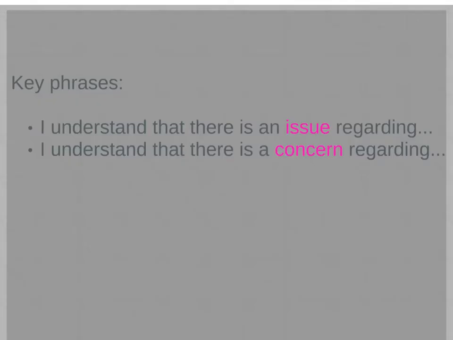Some useful phrases to do that effectively is to say things like, I understand that there is an issue regarding, I understand that there is a concern. These phrases seem incredibly obvious, but you want to make it as easy for the examiner to read as possible. You're going to get the extra marks for your interpretations, but if you can make your initial point clear, then the examiner is going to be your friend.